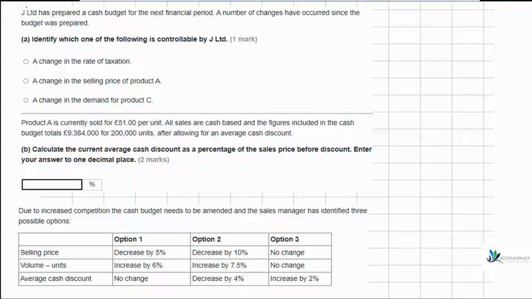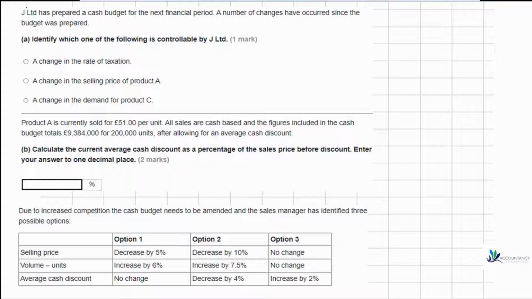So the first one is a change in the rate of taxation. Well, that's not controlled by the company, is it? The rate of taxation will be set by government. Then a change in the selling price of product A. So we don't know what J Limited does. For some things, the price is set by the market or sometimes set by government. So don't know about that one.